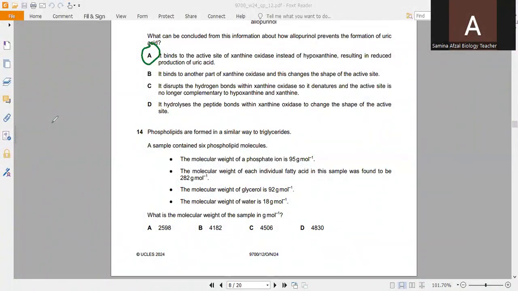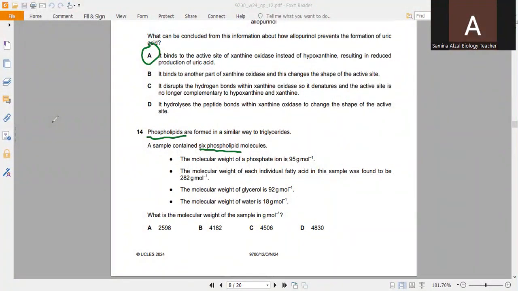The molecular weight of glycerol is 92. The molecular weight of water is 18. What is the molecular weight in grams per mole of the phospholipid molecules? Here, the phospholipid molecule consists of glycerol and two fatty acid chains. There are 6 phospholipid molecules, so we have to calculate all these.